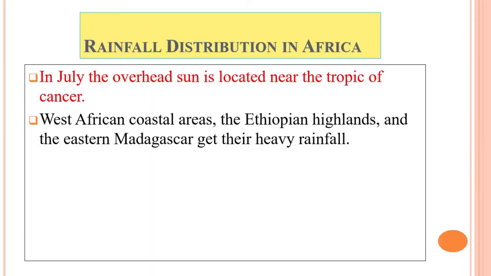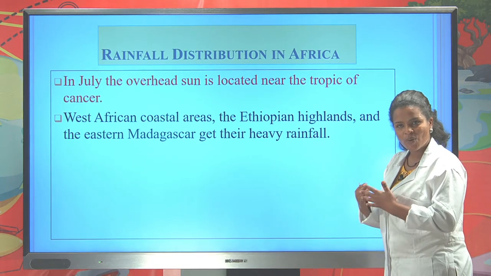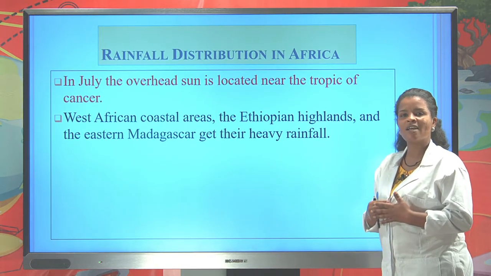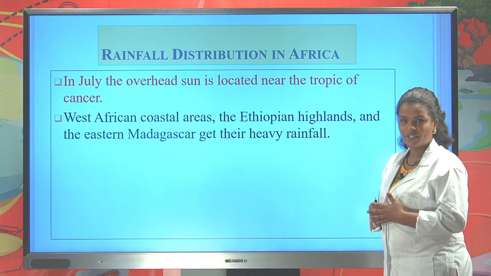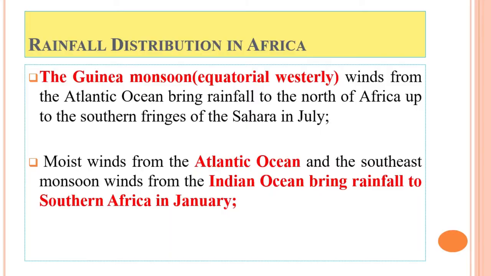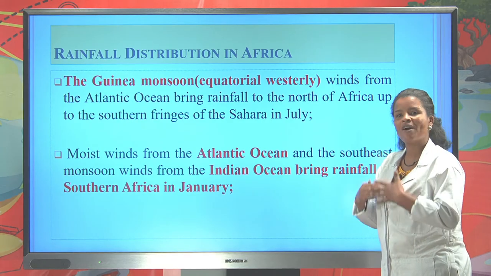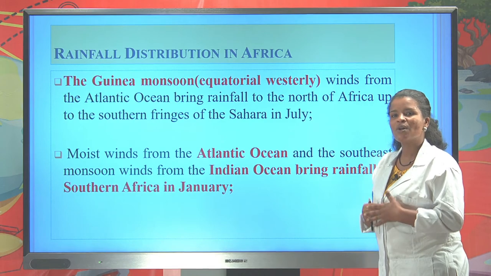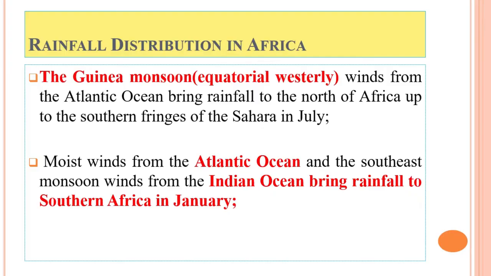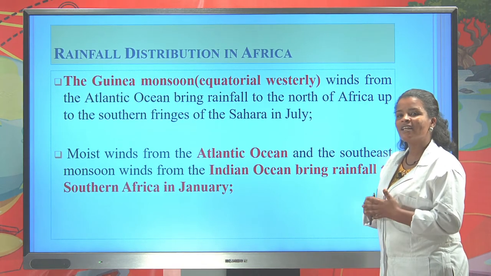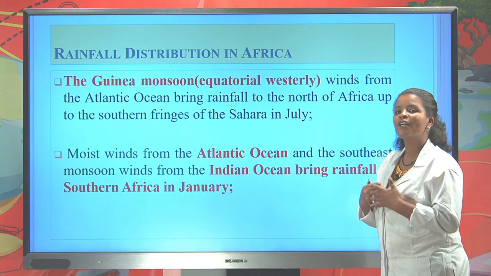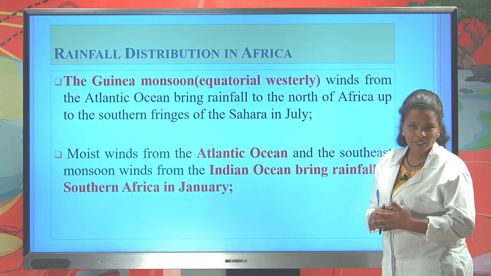During July, the sun is located near the Tropic of Cancer. During this time, the western African coastal areas, the Ethiopian highlands, and eastern Madagascar get their heavy rainfall. The westerly winds from the Atlantic Ocean bring rainfall to the north of Africa up to the southern fringes of the Sahara during the July season. The Atlantic Ocean and the southeastern trade winds from the Indian Ocean bring rainfall to southern Africa during January.